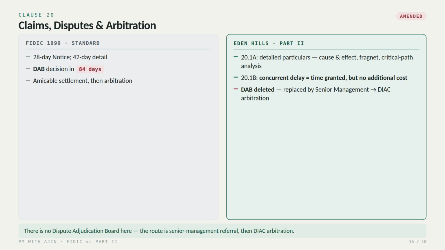Clause 20, claims, disputes, and arbitration, and this is the most structural change of all. The standard form routes disputes through a dispute adjudication board, giving its decision in 84 days. In this contract, the DAB is deleted entirely. The claim particulars are made more demanding, requiring cause and effects, a fragnet, and the critical path analysis. Concurrent delay gives time, but no additional costs, and disputes now escalate internally first, then go to arbitration.